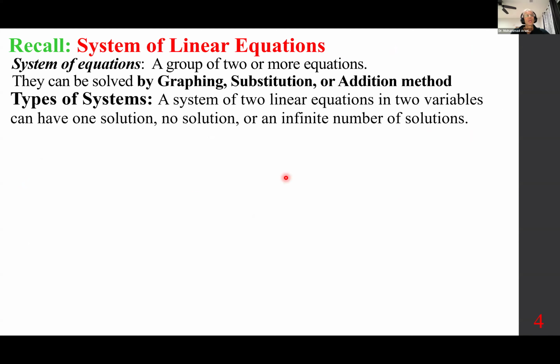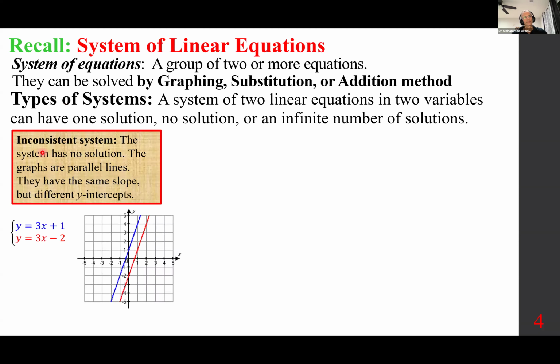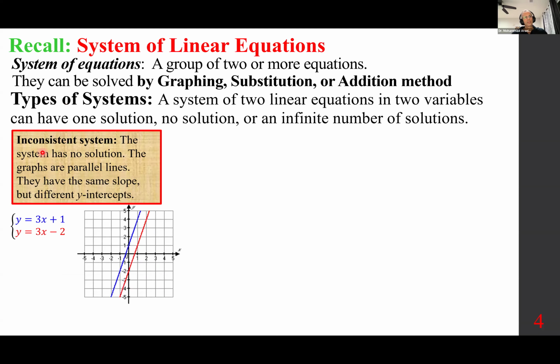Reminding you of what we have done: a system of equations is a group of 2 or more equations. They can be solved by graphing, substitution, or the addition method. As for types of systems, a system of 2 linear equations in 2 variables can have 1 solution, no solution, or an infinite number of solutions. An inconsistent system, ultimately, has 2 lines that are parallel, with equal slopes and different y-intercepts.